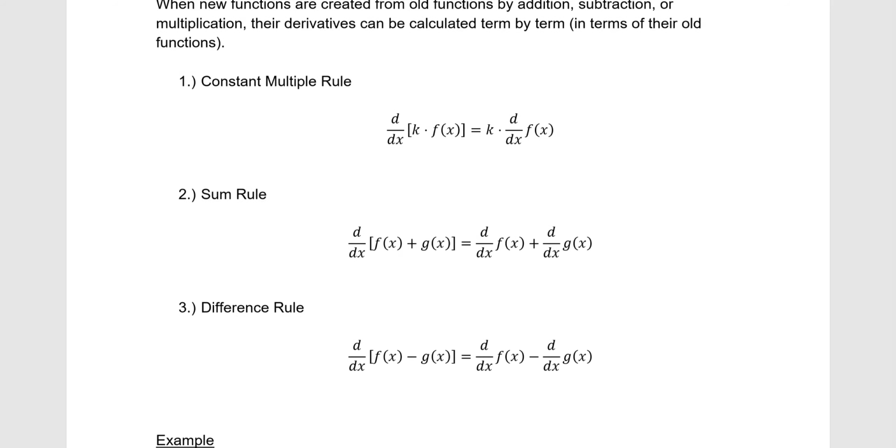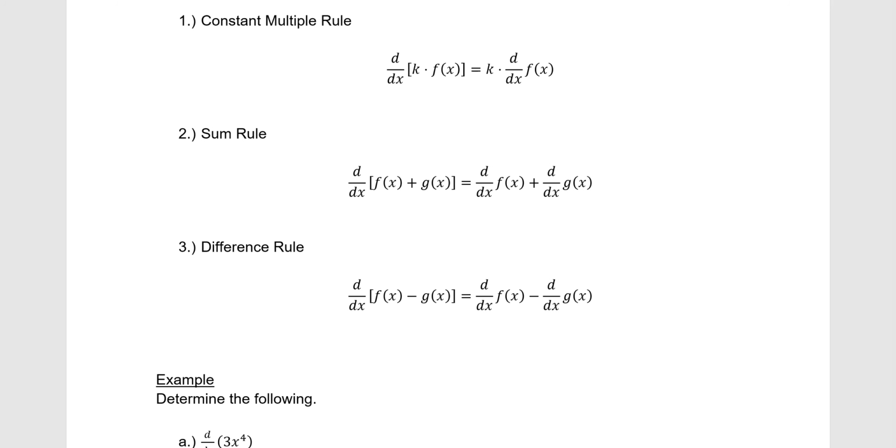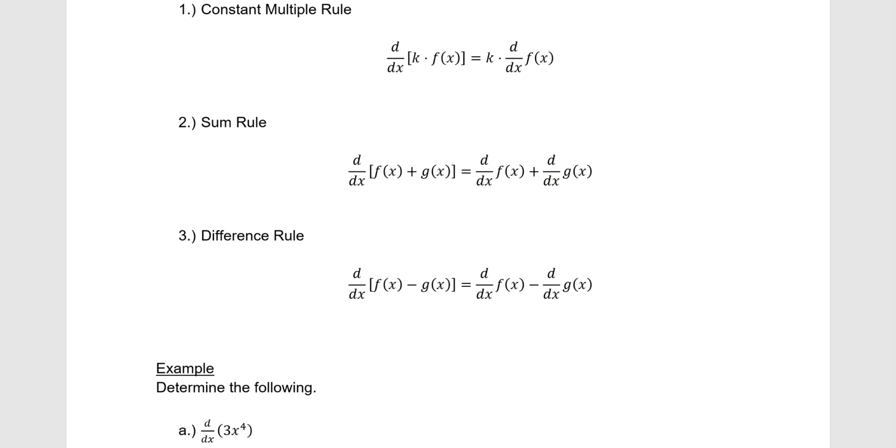And the next one is the sum rule. The sum rule is if we are doing the derivative of two functions being added, we can do the derivative separately and then add the results. It's kind of like distributing the derivative to both of them, if you want to think of it that way. And then same thing with the difference rule. If you're doing the derivative of two functions being subtracted, do them separately and then subtract the results.